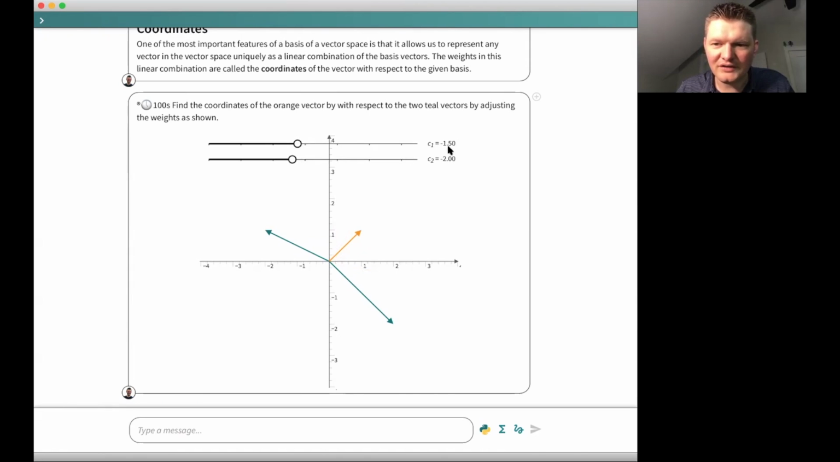So anyway, the point is the coordinates of this point are 1, 1 with respect to the standard basis. Well, with respect to the basis consisting of these two teal vectors, it's negative 1.5, negative 2. So it's a different way to coordinatize the space.